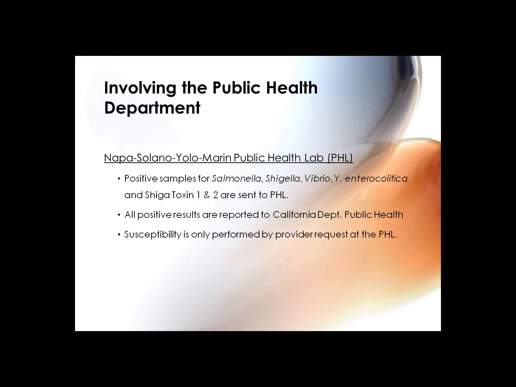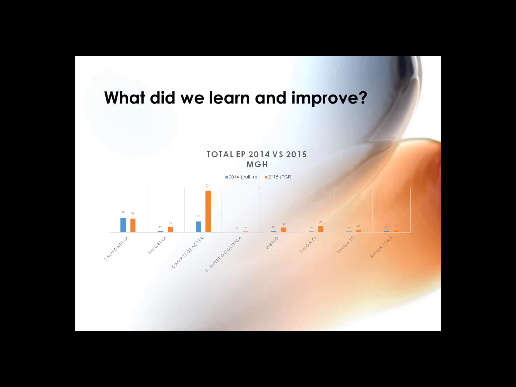All the positive results are reported to the California Department of Public Health. We have an electronic transmission process, and susceptibility is only performed by provider request. So if we have a physician requiring susceptibility, we call the Public Health Department, and they are able to perform this test for us. So what did we learn and improve during this time?